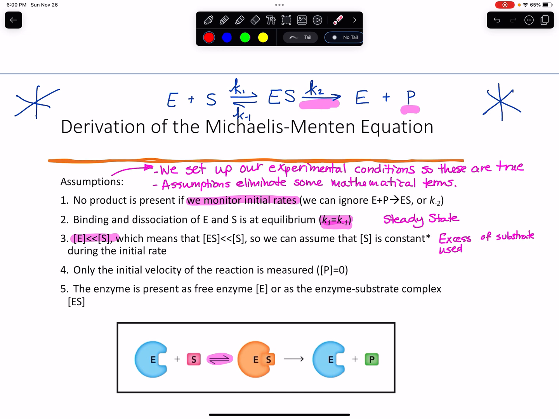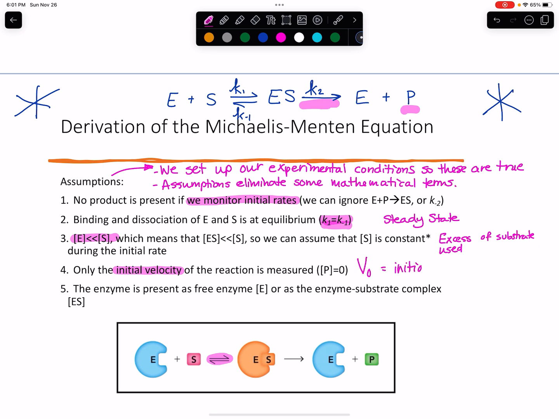All right, so the next assumption is that we're going to do something called measuring the initial velocity of the reaction. I am going to give that an abbreviation called V sub 0, capital V sub 0. This is the initial velocity.